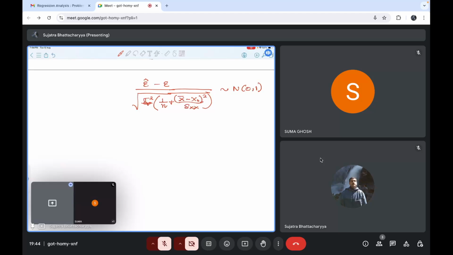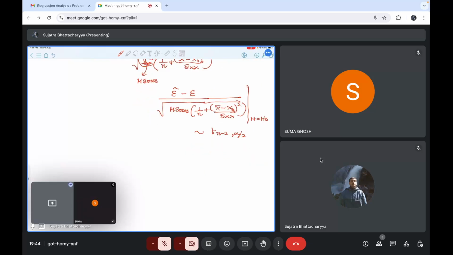Again, similarly, sigma square is unknown, so replace it with ms residual. The same way, we have e hat minus e divided by root of ms residual times 1 by n plus (x bar minus x naught) whole square divided by sx. This follows a t distribution with n minus 2 degrees of freedom. I'm not proving all those things. You can check the lecture notes, so I just write the confidence interval directly.